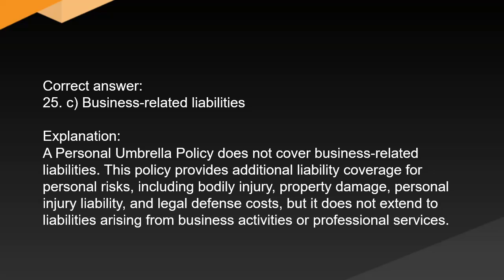Correct answer. C. Business-related liabilities. Explanation. A personal umbrella policy does not cover business-related liabilities. This policy provides additional liability coverage for personal risks, including bodily injury, property damage, personal injury liability, and legal defense costs, but it does not extend to liabilities arising from business activities or professional services.